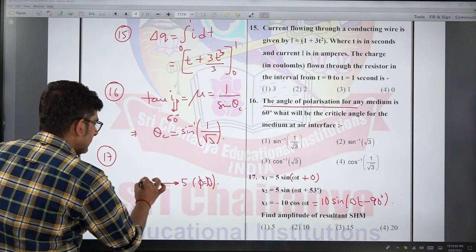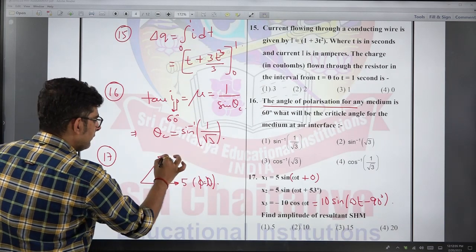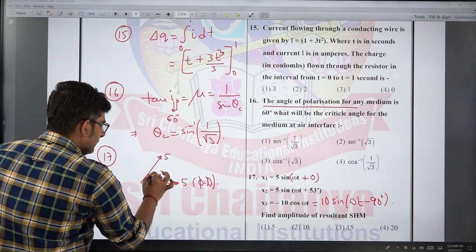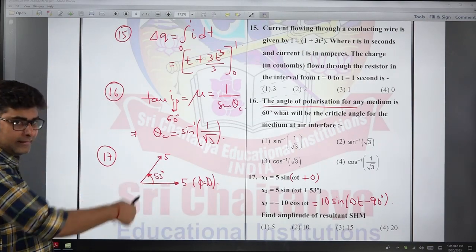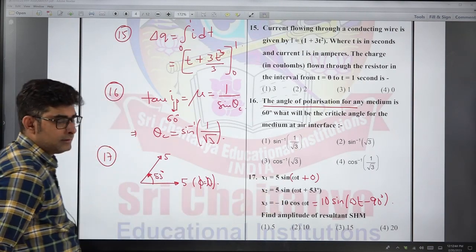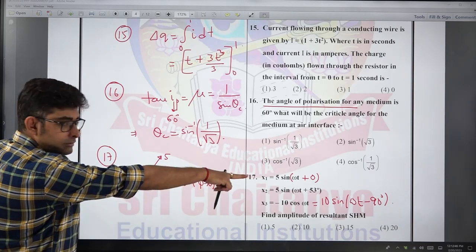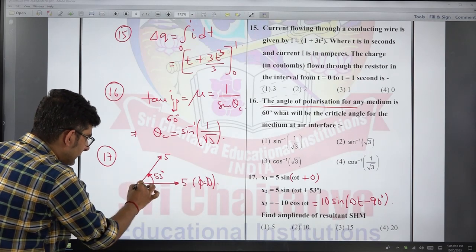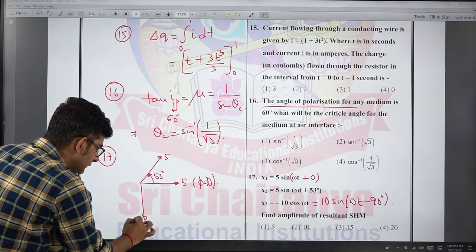So 53 degree. What is its amplitude? 5 again. What is the angle? 53. Anti-clockwise lead, clockwise lag. Third one is 10, but minus 90. From 0, 90 degree minus means below. Magnitude.